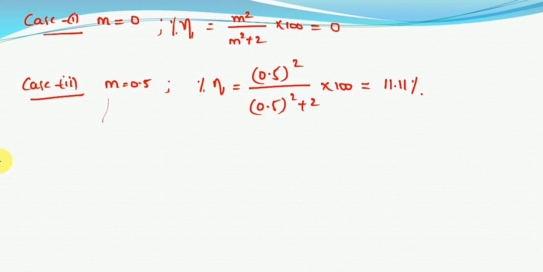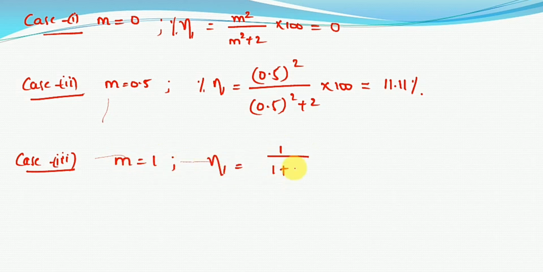Now let us see, for m is equal to 1, what is the efficiency value. For m equal to 1, eta is 1 by (1 plus 2) into 100. So it is equal to 1 by 3 into 100, so it is 33.33%. So here also we can see that 33% of power is used at the receiver end in order to retrieve the message signal information, whereas 67% of power is wasted for the transmission of carrier signal.